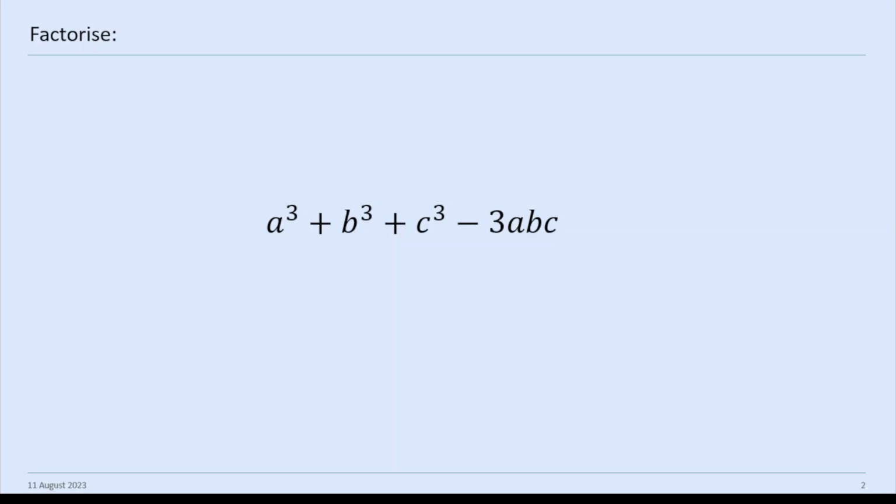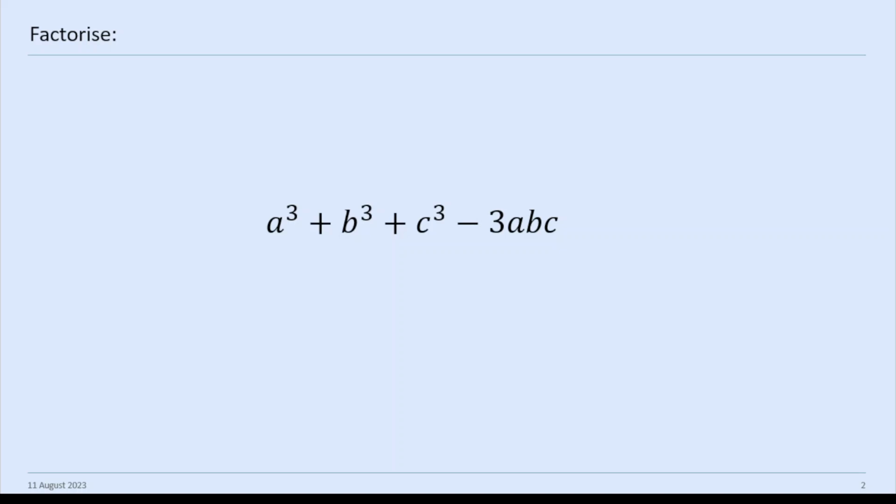So the first thing that struck me is that this expression has a lot of symmetry. If you permute a, b and c in any way, it doesn't change the expression. Which means that I think we're looking for factors that have a lot of symmetry.